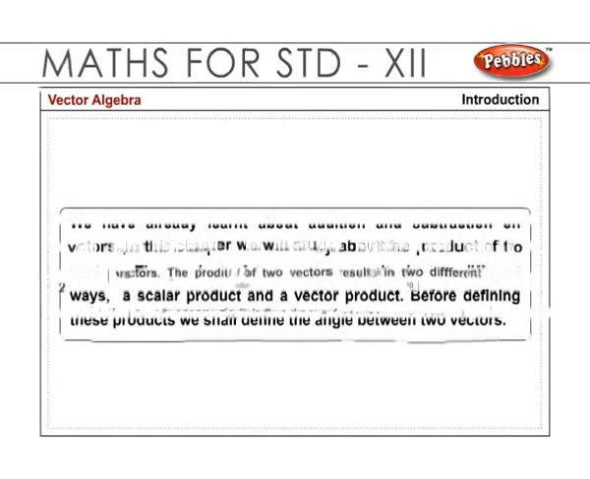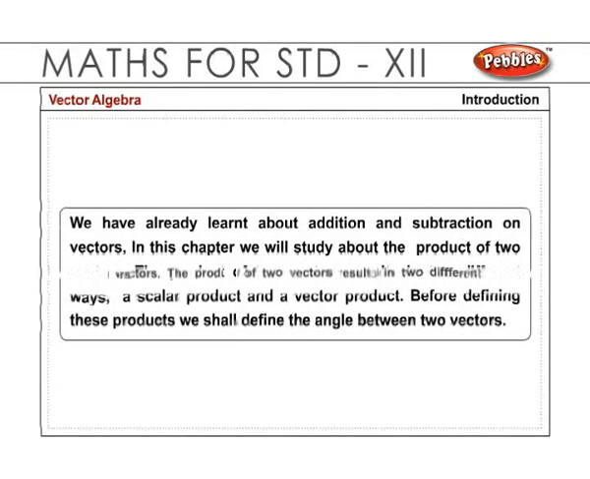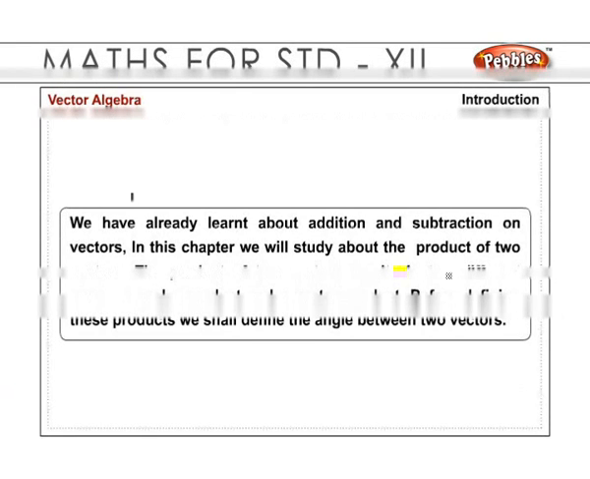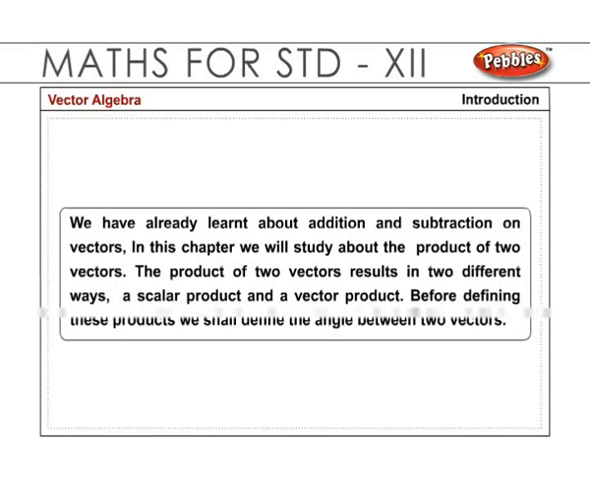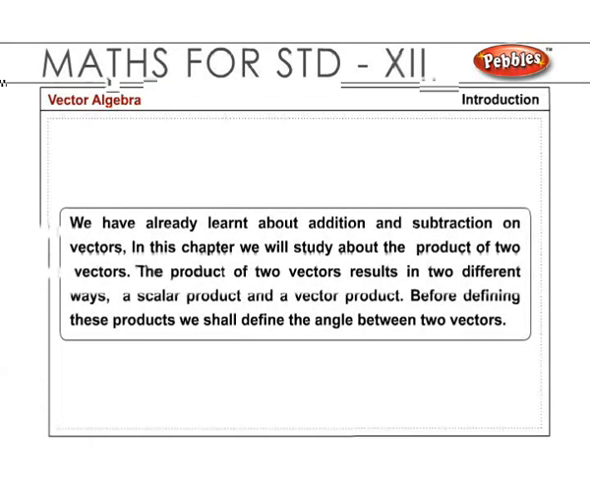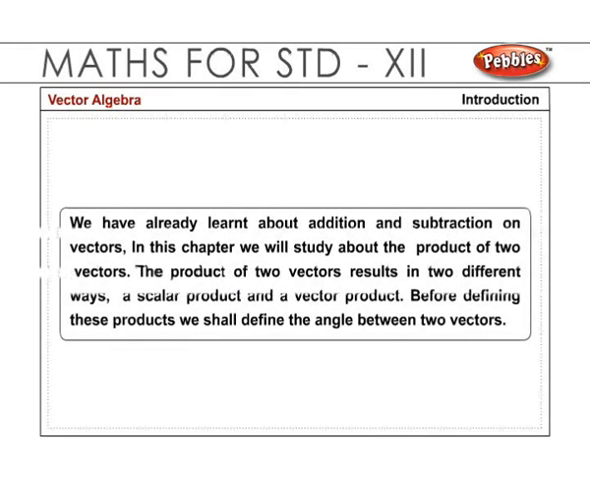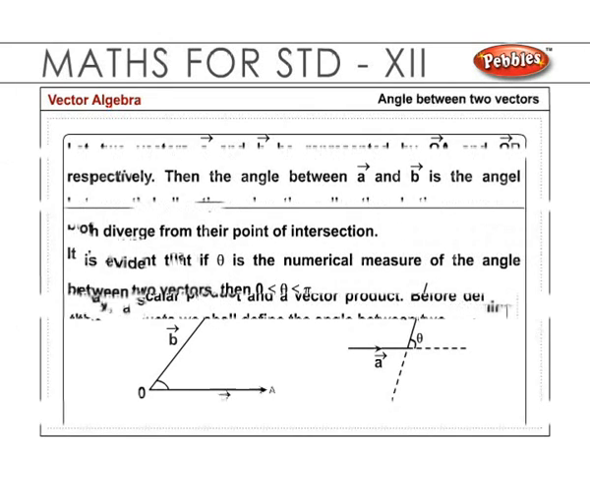Introduction. We have already learnt about addition and subtraction on vectors. In this chapter, we will study the product of two vectors. The product of two vectors results in two different ways, a scalar product and a vector product. Before defining these products, we shall define the angle between two vectors.